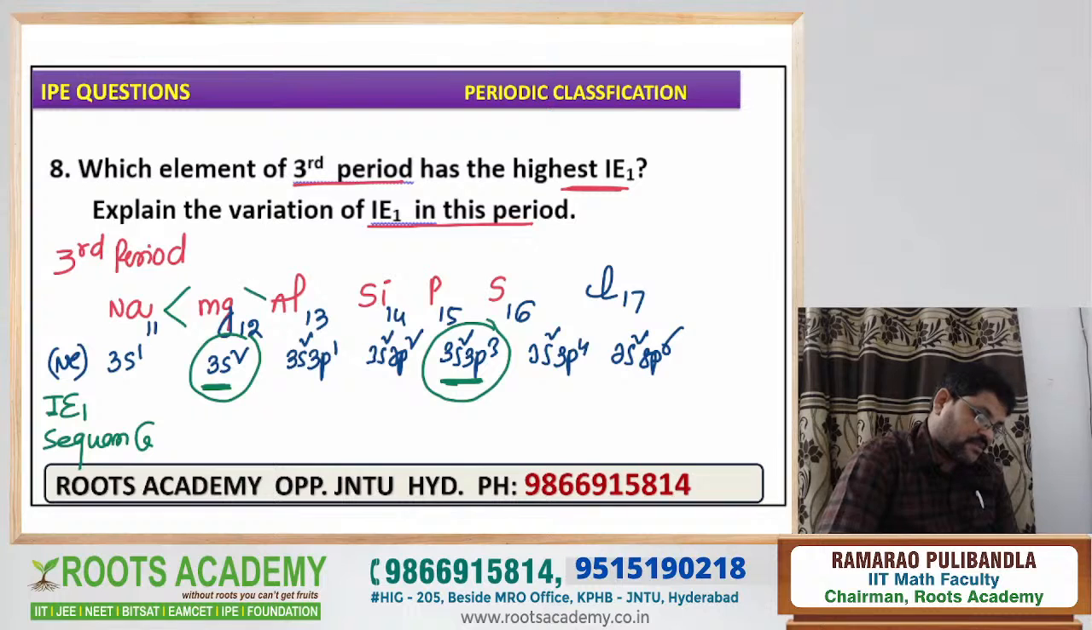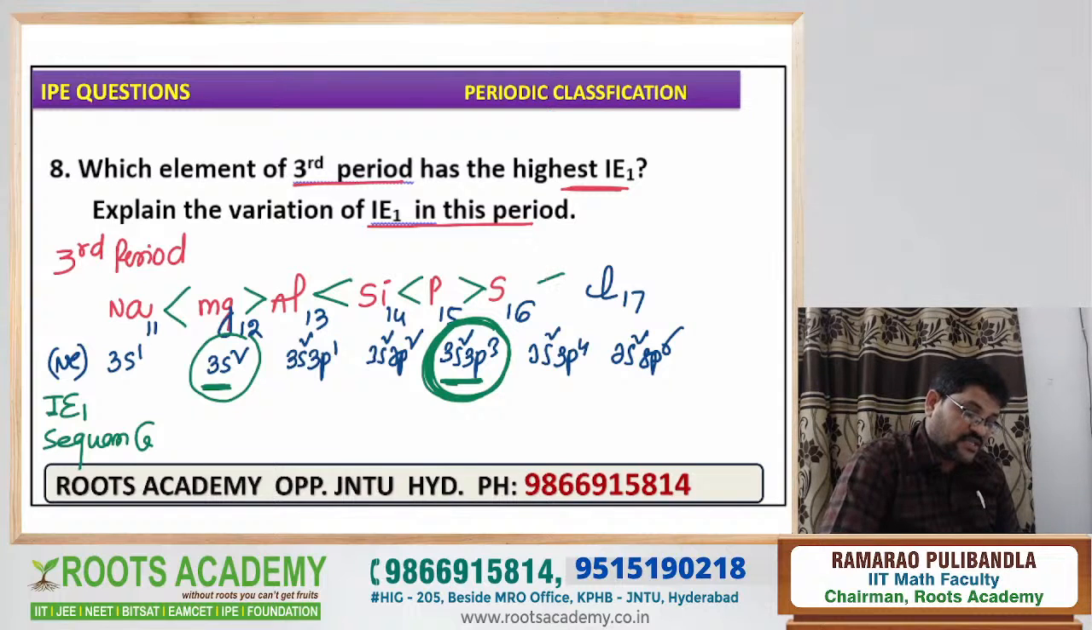1 compared to magnesium, but magnesium is more compared to aluminum, because magnesium is a completely filled configuration. Aluminum is less than silicon. Silicon is less than what? Phosphorus. But phosphorus is more than sulfur. Why is phosphorus more than sulfur? Because phosphorus is exactly half filled. Because the configuration is exactly half filled, this is a very stable configuration.